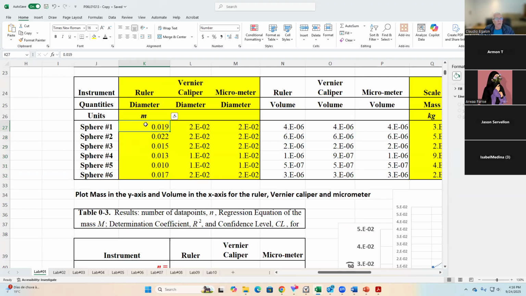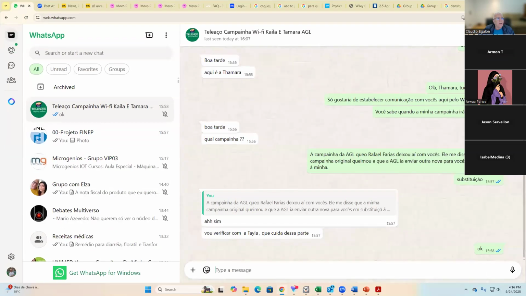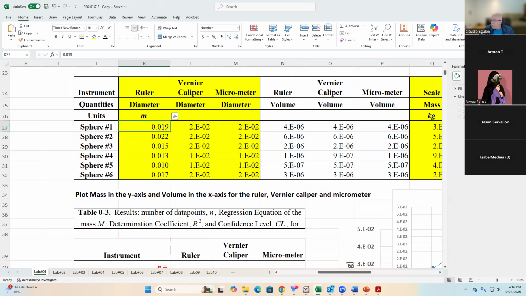Don't forget, the rule for the number of significant figures for measurements is different than the rule for the number of significant figures for results. Let's see, someone here is trying to come in. No. Okay.